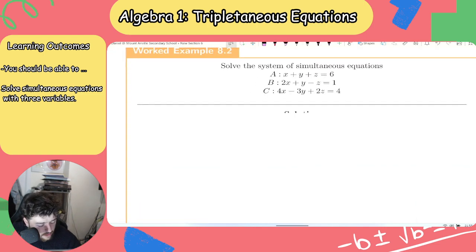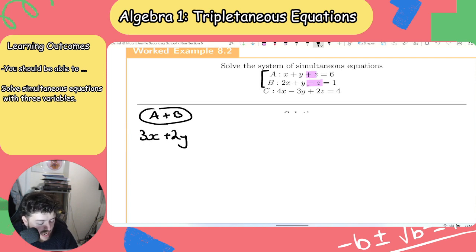So step one, I need to take my first two equations here. I'm going to cancel out z, because I have a plus z and a minus z, and that works out perfectly. So I'm going to add equation A and equation B together. So x plus 2x is 3x, y plus y is 2y, z minus z is 0, 6 plus 1 is 7. Perfect. So I'm going to call this equation D.